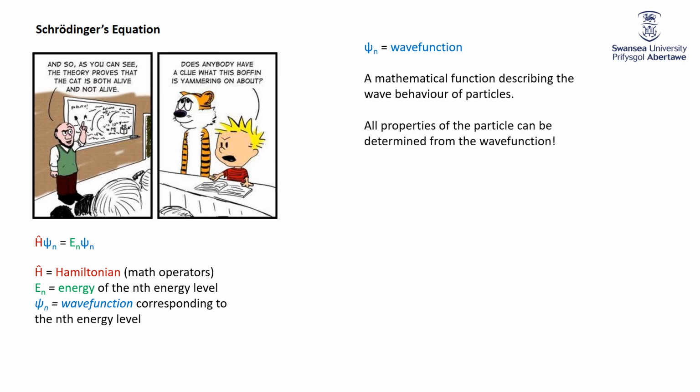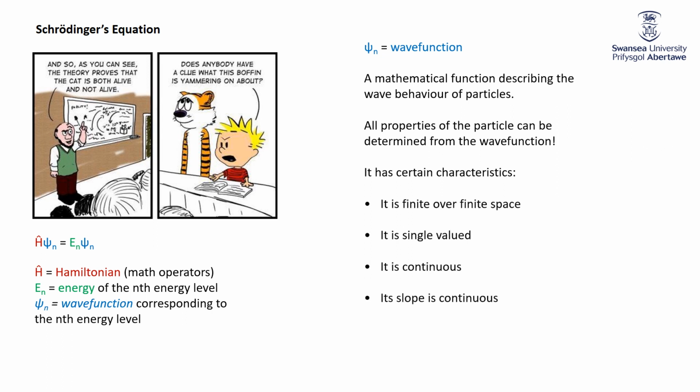And you can get every property of the particle you could ever want if you know the wave function of the electron associated with a particular energy. Now the wave function, I'm going to throw this at you. It's not that big a deal, but you need to have seen it. It's finite, it's single valued, it's continuous, its slope is continuous, and it can be plotted on a graph. Might be a really big graph, might be a really weird looking picture, but you can plot these mathematical functions that describe the particle on a graph.